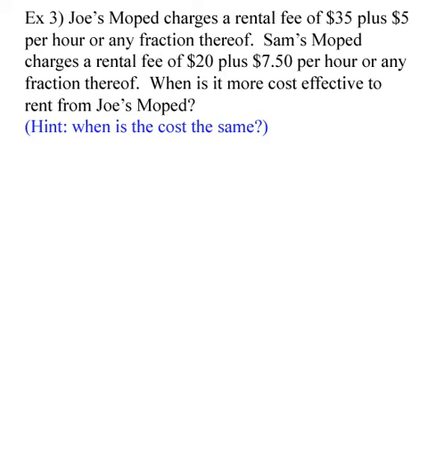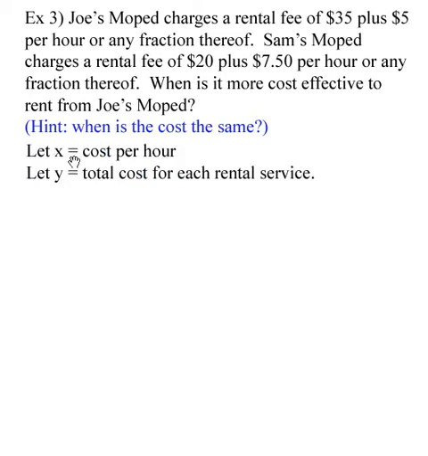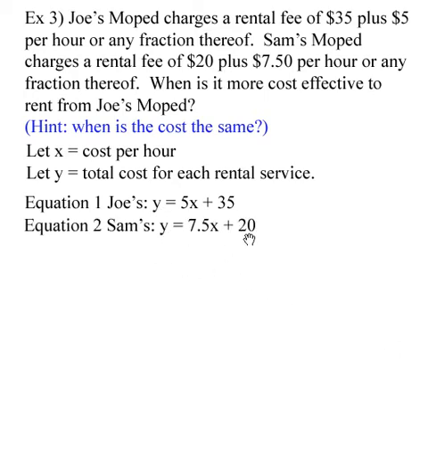So we're going to continue solving our systems of simultaneous equations. So let's go ahead and let X represent the cost per hour, Y represent the total cost for each rental service, and we're going to come up with equations like this. Joe's was a flat fee of $35 plus $5 an hour. So X represents the number of hours there. And then Y would be the total cost for renting at Joe's. Secondly, Sam's was a $20 flat fee plus $7.50 per hour. So Y is 7.5x plus 20. Those are our two equations.